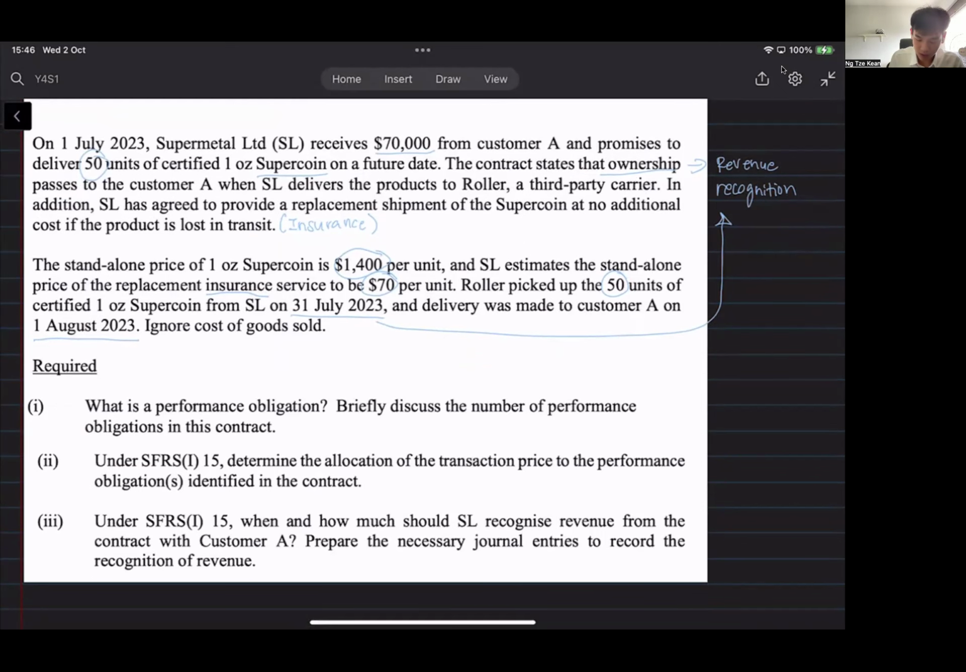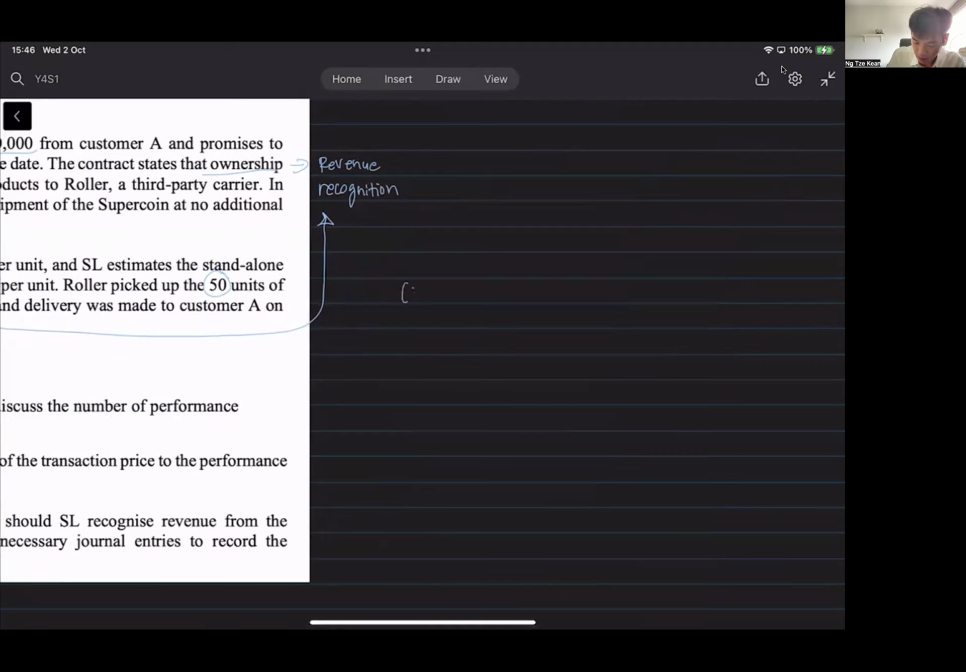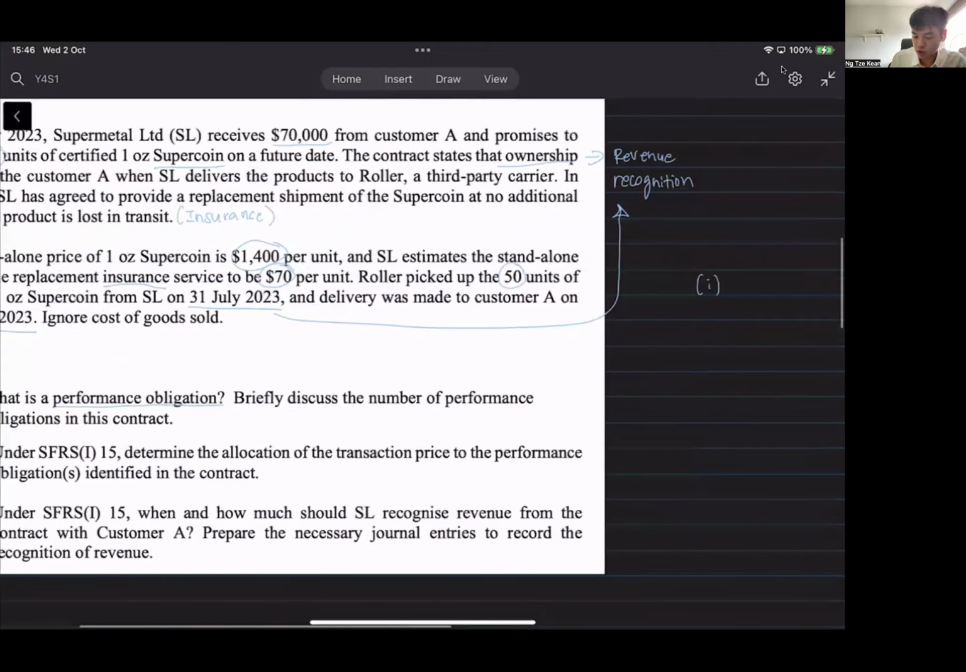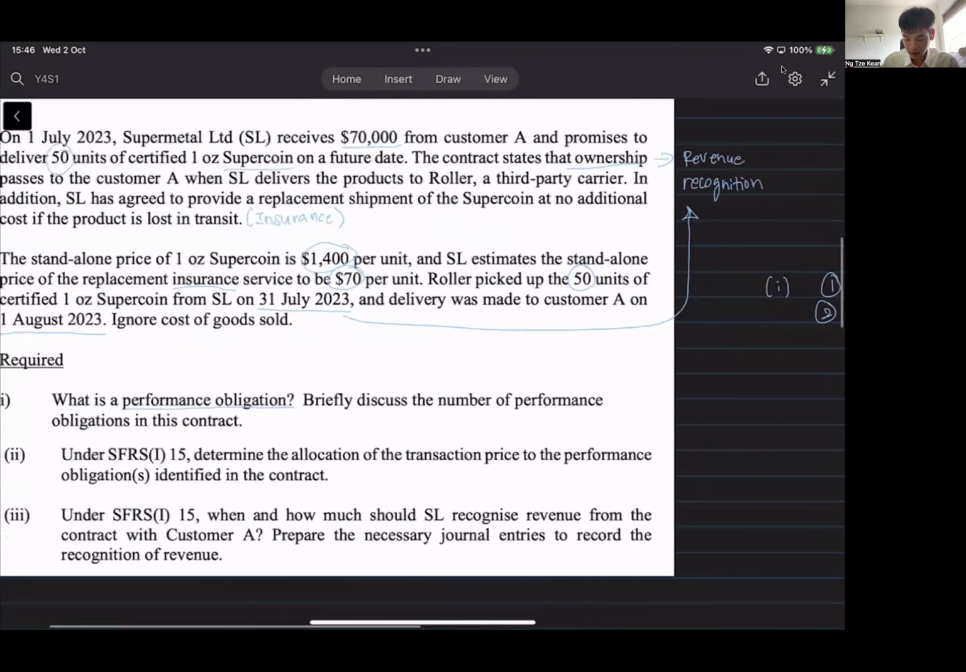So the first question asks, what is the performance obligation? So for part one, which I will just solve here, we are told that there's two things in this contract, the super coin and the replacement shipment. So essentially there will be two, the super coin of 50 units and two, the insurance for 50 units. That if they are lost in transit, the SL would have to provide this replacement. And these are the two performance obligations under this contract.